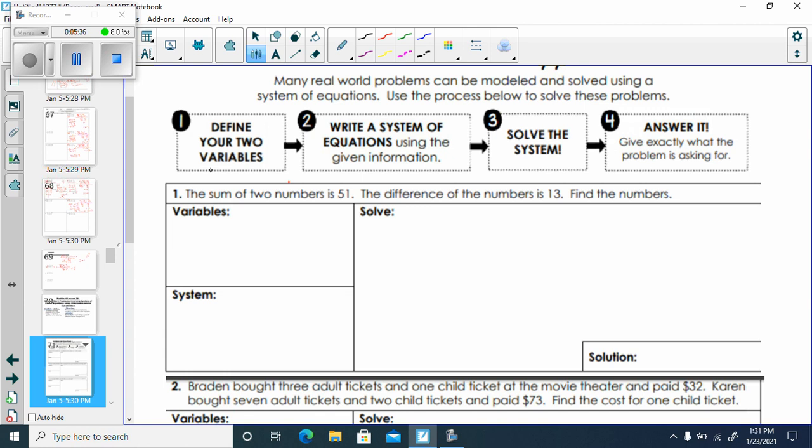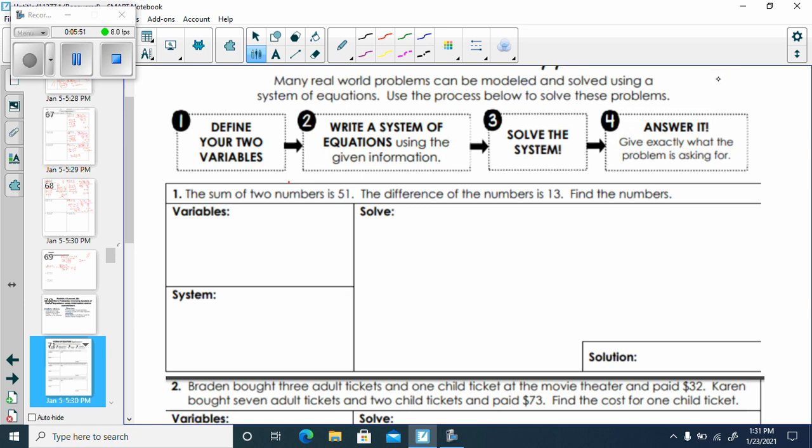This says what we're going to do is define the two variables from our word problem. See how this is variables? You're going to come up with two variables. What are they? Then they want you to write a system of equations using the given information.